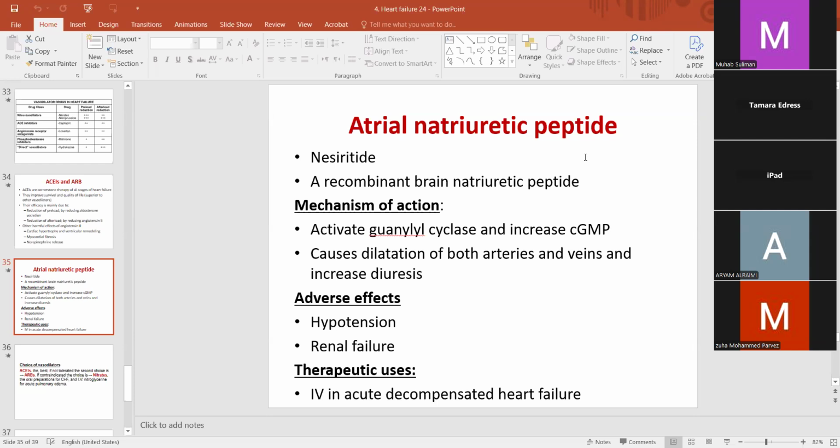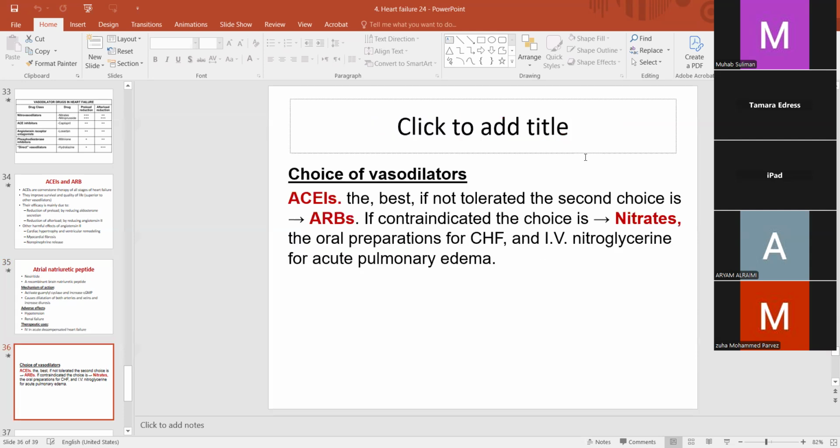We have a drug which is not written here, a combination between an ARB and a drug which also increases atrial natriuretic peptide by preventing its breakdown. The drug is known as ARNI, which is commonly used in heart failure. It is a combination of two drugs that relieve the symptoms and decrease the progression of the disease.